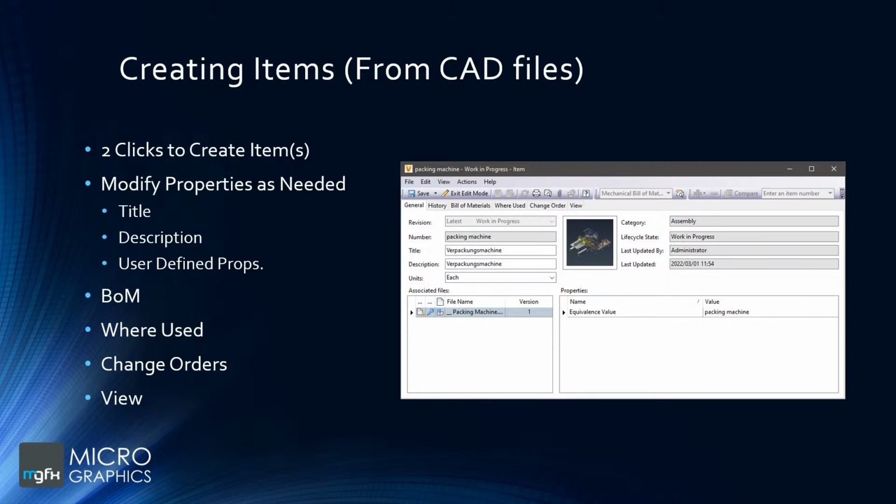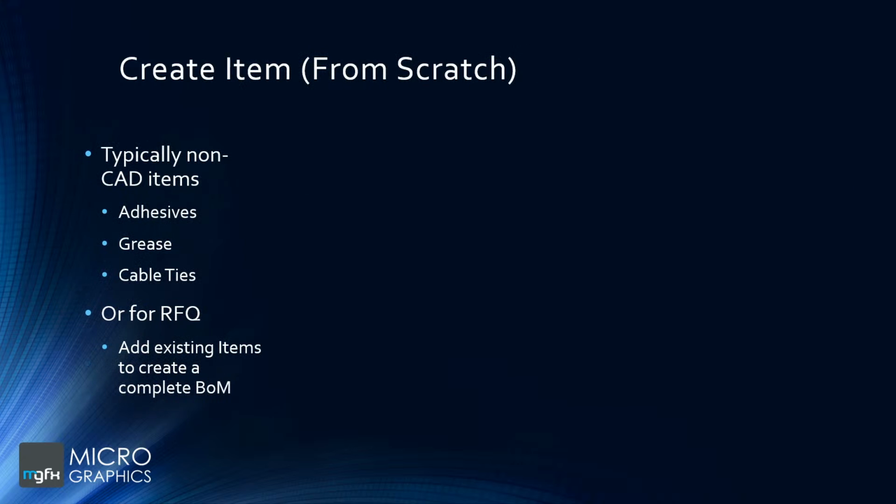You'd be editing the general tab and potentially making changes on the bill of materials tab. Now, if I skip ahead to the next slide, we'll be looking at creating an item from scratch. And why would you want to create an item from scratch? This would typically be something that is a user-defined item that doesn't include CAD designs. So typically something like grease or adhesives or mechanical components that are not actually physically modeled, like cable ties.